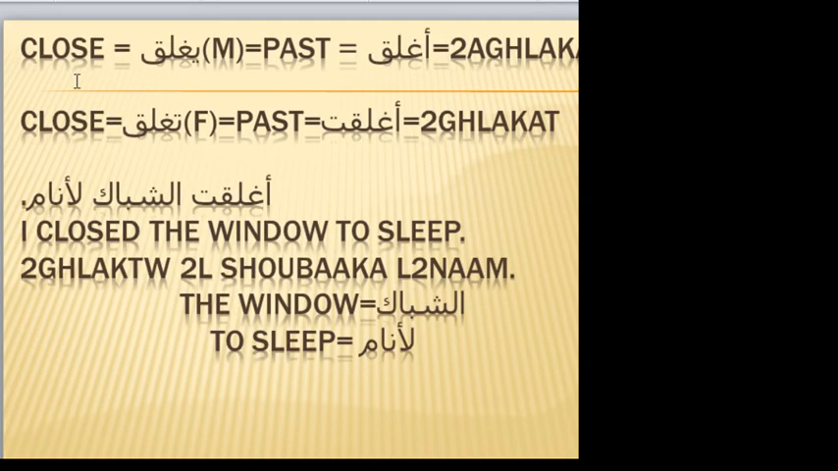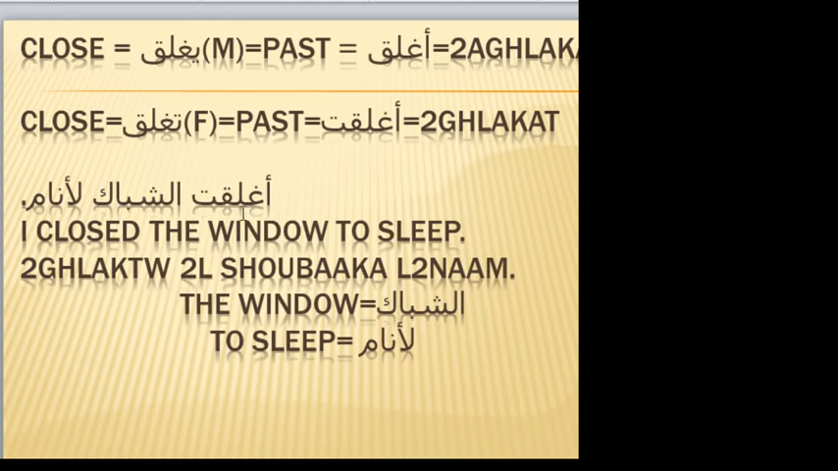Another example, close يغلق for males. This is the present form. Past form أغلق. He closed أغلق. Close تغلق for females in the present form, but in the past أغلقت. This is when I'm talking about her. She closed أغلقت. I don't have to say هي أغلقت. It's known from the verb. أغلقت means هي, she. She closed.